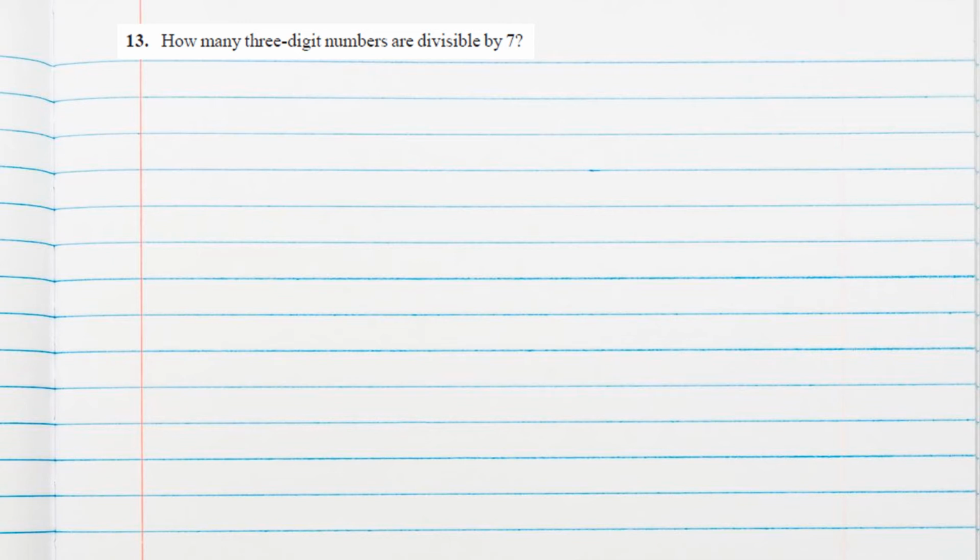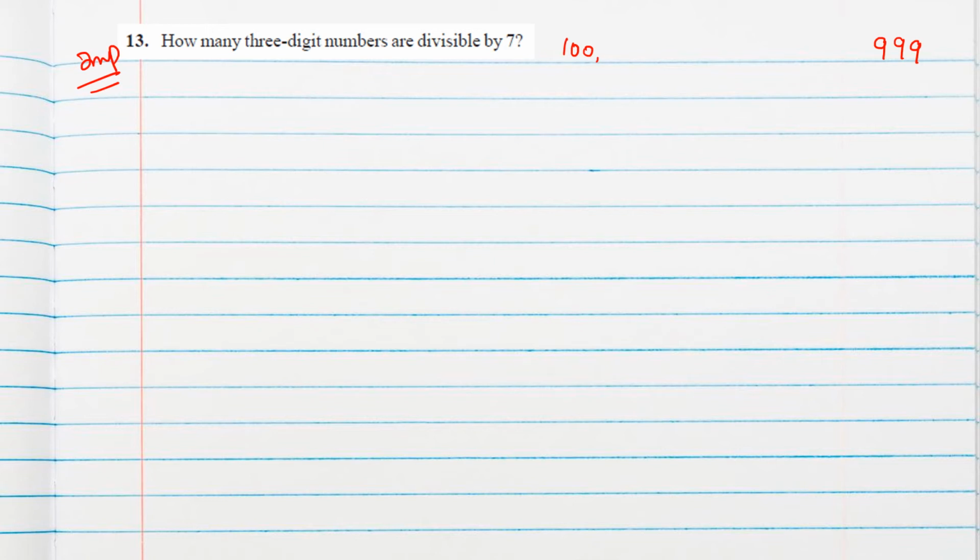How many three-digit numbers are divisible by 7? This is a very important question. If you observe, the first three-digit number is 100 and the last three-digit number is 999, because after this, the four-digit number will come, that is 1000. That means our AP will be in between these numbers.